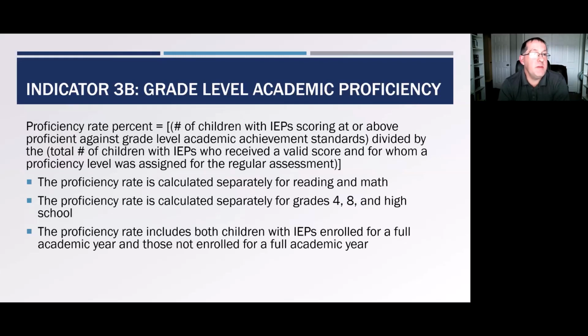So this indicator 3B is all about grade level academic proficiency. These are your students with disabilities who take the regular grade level assessment with or without accommodations. And the percent proficiency rate is the number of children scoring at or above proficient against those standards divided by the total who received a valid score and a proficiency level was assigned. So this is not exactly all the students who participated, because they have to get a valid score and a proficiency level assigned. If you want to know more about the ins and outs of that, talk to somebody in your assessment office because they could probably talk to you about it all day.